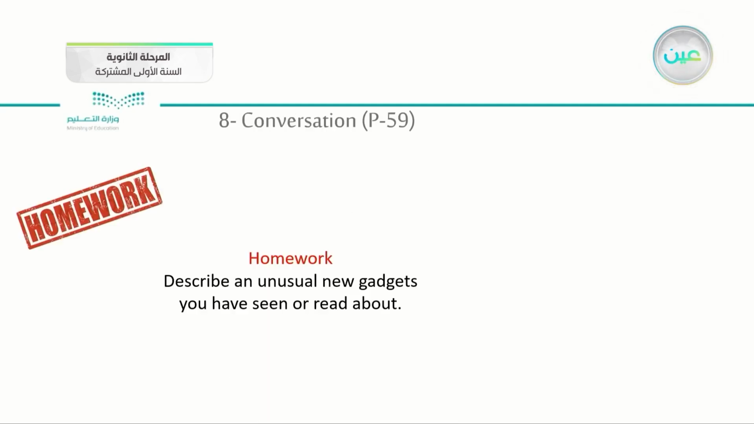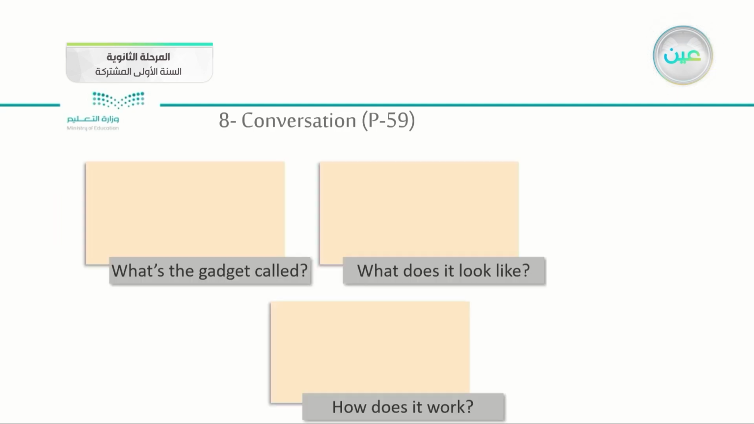So let's get started. We'll start with the homework that you've got from the conversation lesson. You had a question which was, describe an unusual new gadget that you have seen or read about. Something that you've read, heard about, or something that you've got. Describe it. You will describe it using this chart. What is the gadget called? What does it look like, the appearance, and how does it work, the functionality.